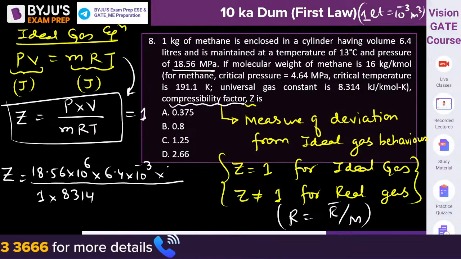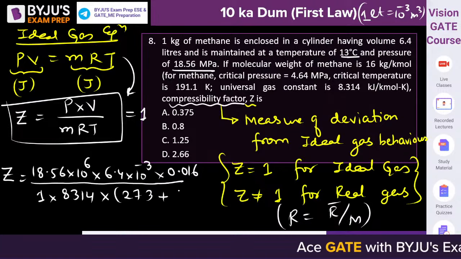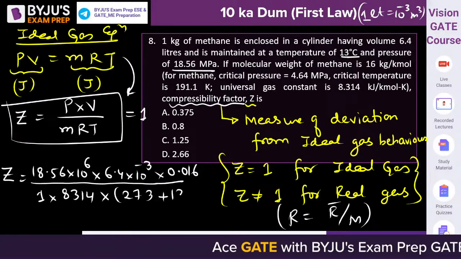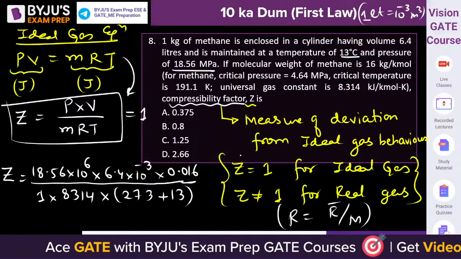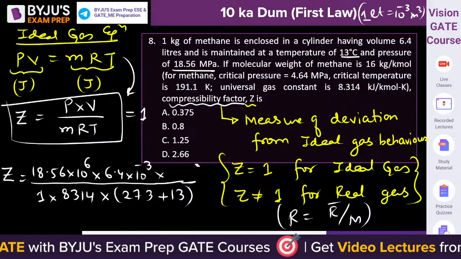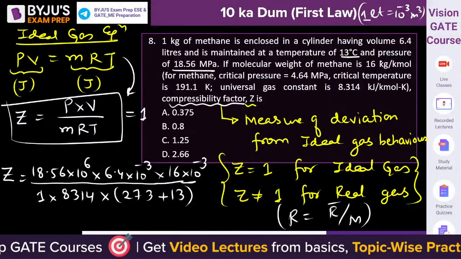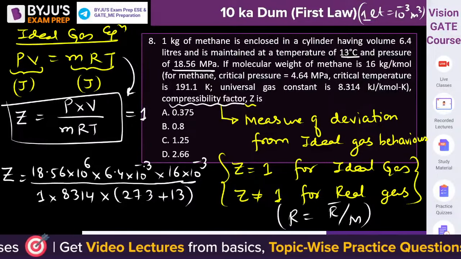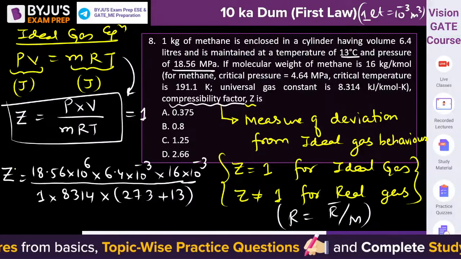Convert it into kilomole, should be converted into mole. So it will be 0.016 into temperature. Temperature should be in Kelvin, 273 plus 13. Can you solve it and let me know the answer? It should be 16 into 10 to the power minus 3. Do you get it? It will be 16 into 10 to the power minus 3 because it is in kilojoule per kilomole. So you should put all the parameters in the SI unit. That is important. In this question, more important is the unit.